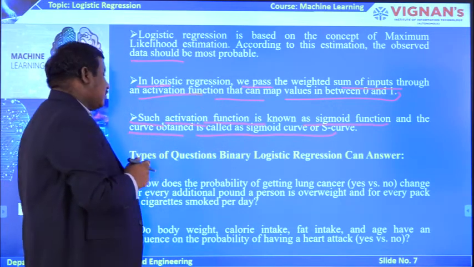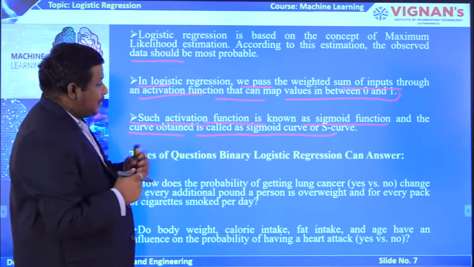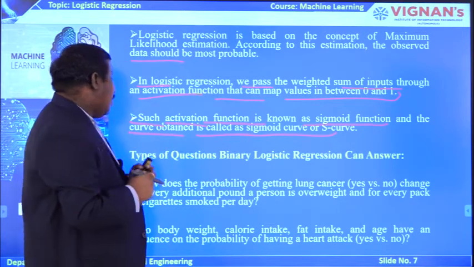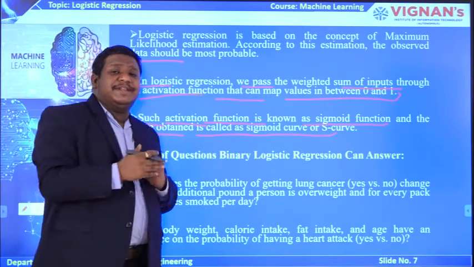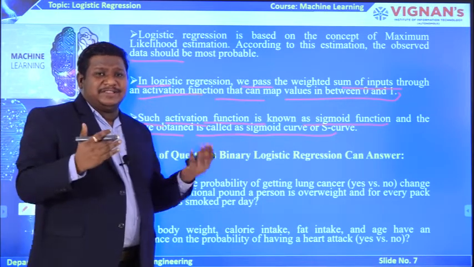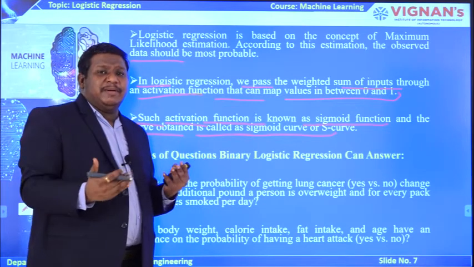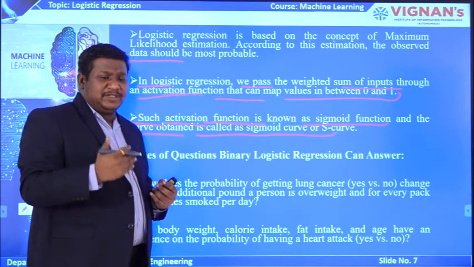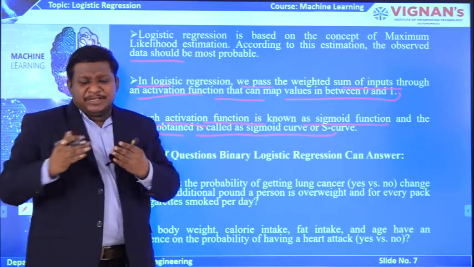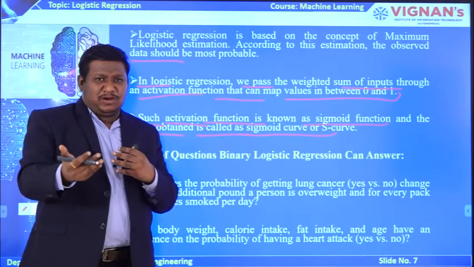So, types of questions that binary logistic regression can answer. For example, what is the probability of getting lung cancer by exercising or by following some healthy habits? What are the chances, or probability, of getting lung cancer? Such type of problems, where by using these many steps we decide whether he can get cancer or not.